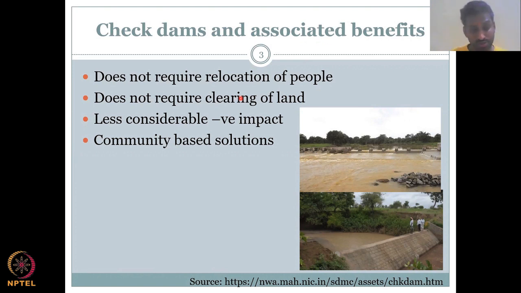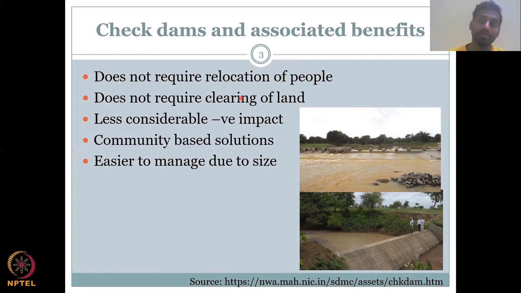Community-based solutions. Check dams are community-based because, as I said, decentralized means it has less water, less number of people benefiting, but those people would be happy to maintain the check dams. Easier to manage due to the size. Again, the size is very, very small compared to large dams, and that gives them a very good way of managing it, more freedom and less people.